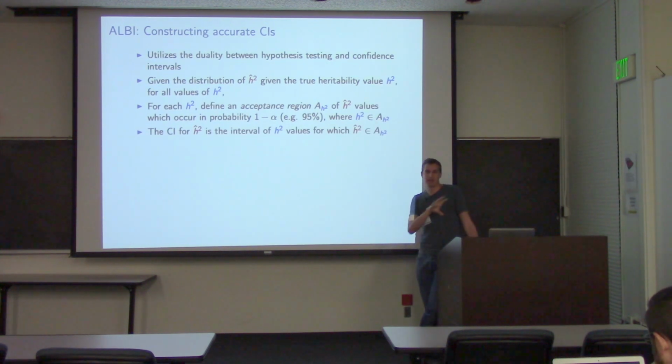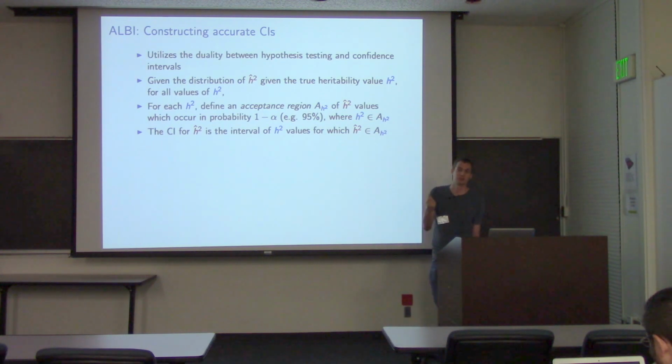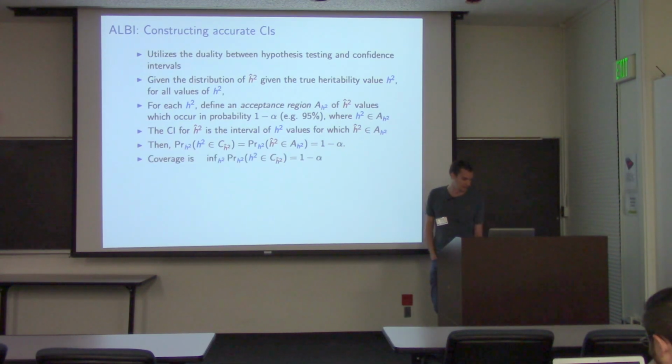So if we had these regions for all the true values, then to construct the CIs, we invert this, which means that if we had this value for the estimate, the CI would be all the values of heritability for which the estimated value is in the acceptance region. And then this becomes exactly accurate. I'll skip this. And the coverage is exactly right.